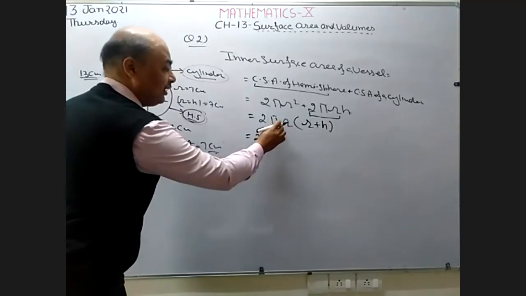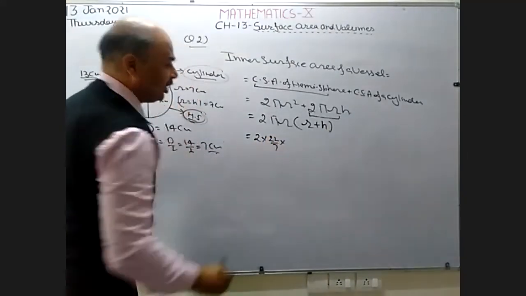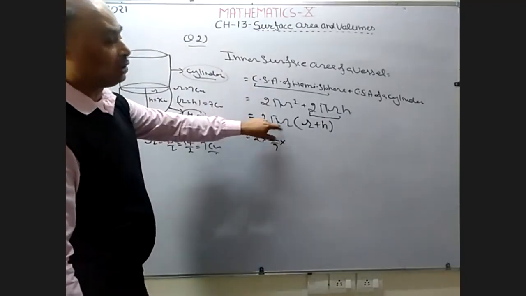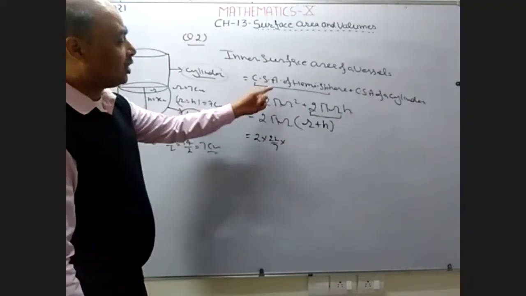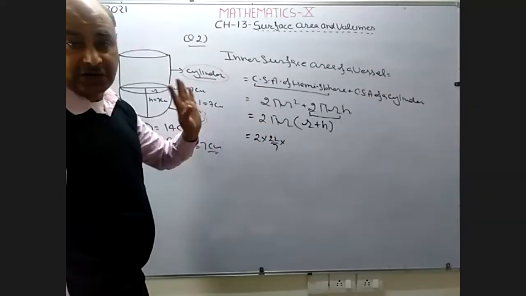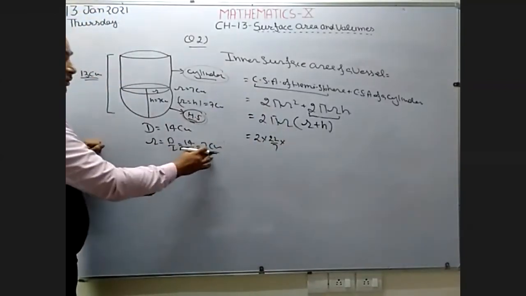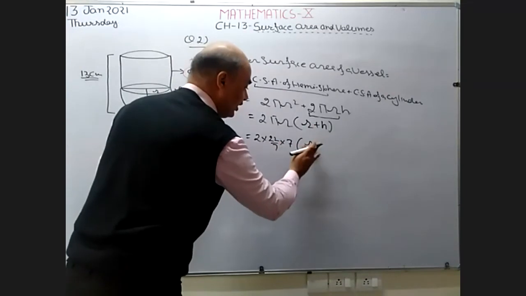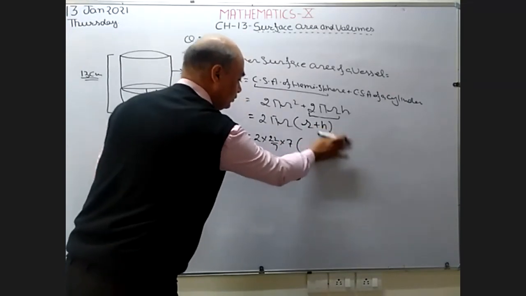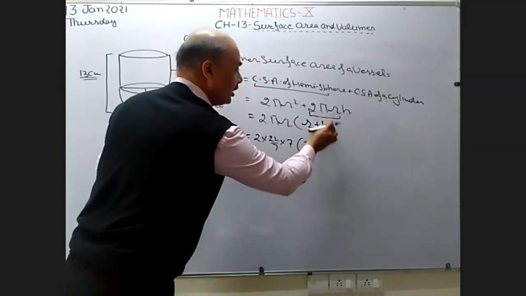Okay. Now substitute the values. For the value of pi, if it is not given, you have to use 22 by 7. If in your question it is given pi equal to 3.14 or something else, you have to use that value. Otherwise, use 22 by 7 if it is not given in your question. Now what is the radius? Radius is 7 centimeter. Right here 7.